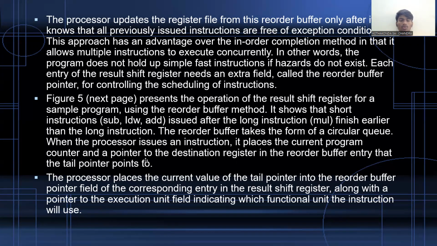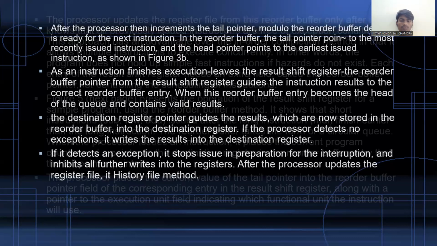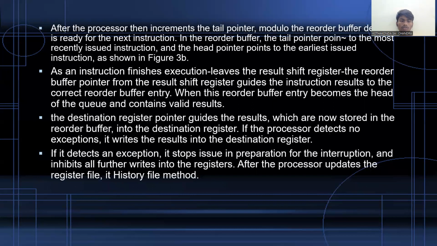When the processor issues an instruction, it places the current program counter and pointer to the destination register in the reorder buffer entry that the tail pointer points to. If it detects an exception, it stops issuing, prepares for the interruption, and inhibits all further writes into the register file. After the processor updates the register file, it is the history file method.